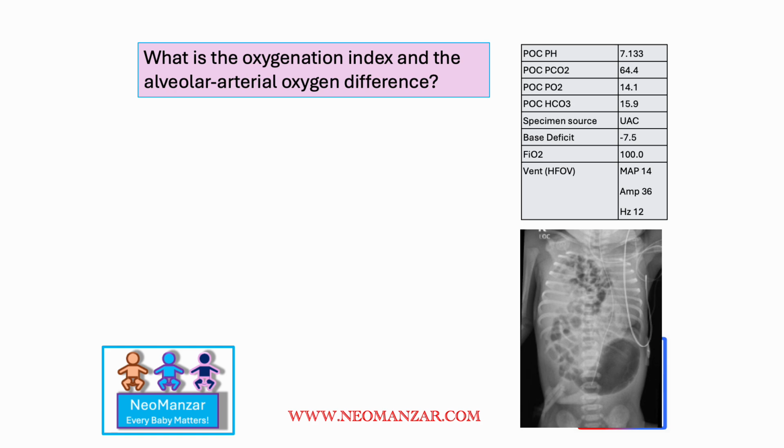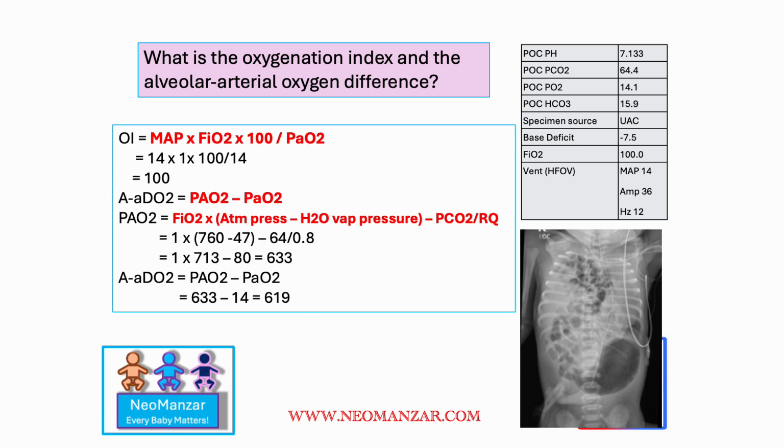Of course, for OI and AADO2 you have to remember the formula. For the OI, the formula is the mean airway pressure, which is 14 here, multiplied by FiO2, and then you multiply by 100. If you are doing percentages you have to do it in decimals, multiply by 100, and then divide by PaO2.